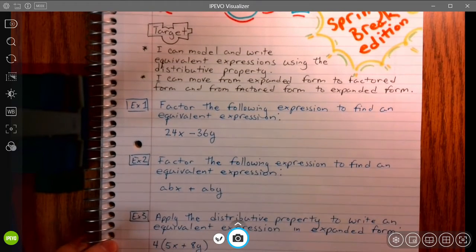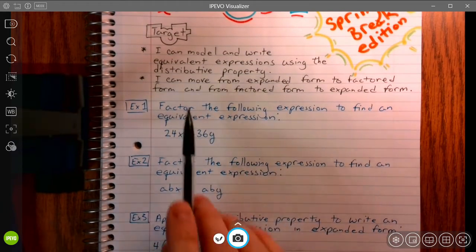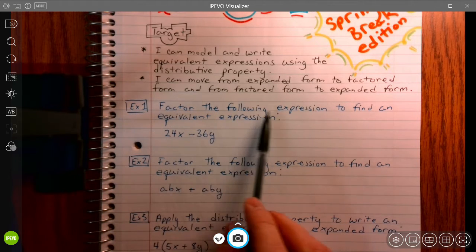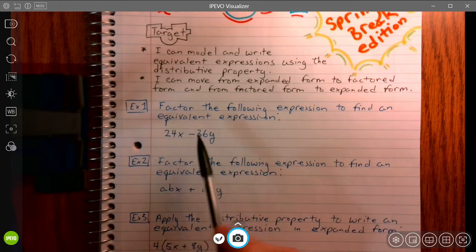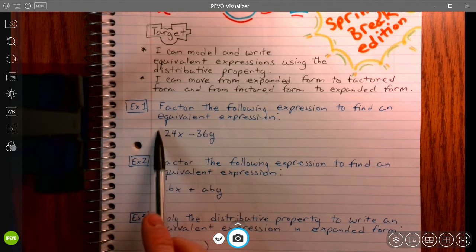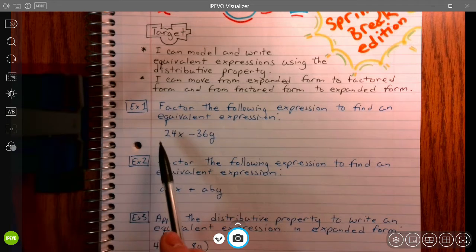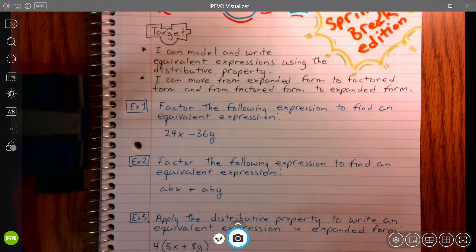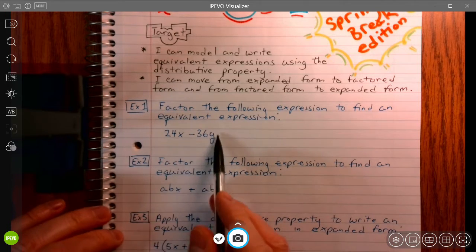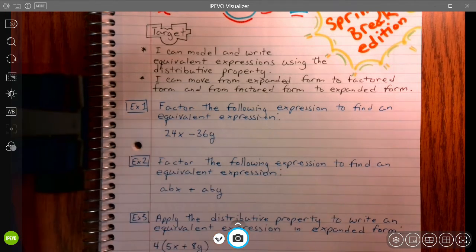Let's take a look at example number 1. Factor the following expression to find an equivalent expression. Remember, when we're factoring an expression, we want to break apart or pull apart that expression into two or more factors. Factors are numbers or variables that are being multiplied together. So I want to take this expression and I want to pull it apart into its factored form.